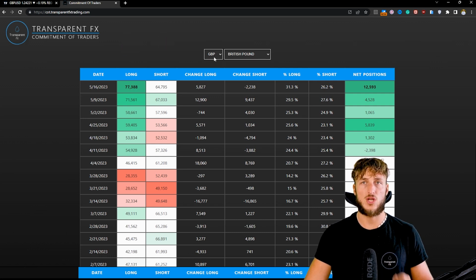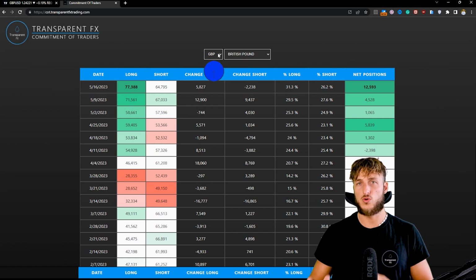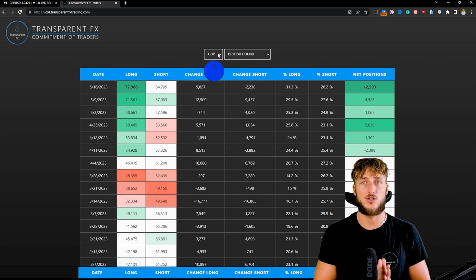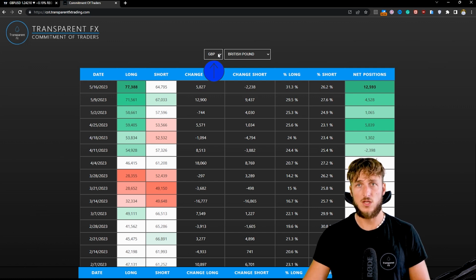Now, keep in mind that if we're checking the data for the pound, we're actually already checking GBPUSD, because all currencies on the spot are traded against the USD. So by checking the data on the GBP, we are actually already checking GBPUSD.